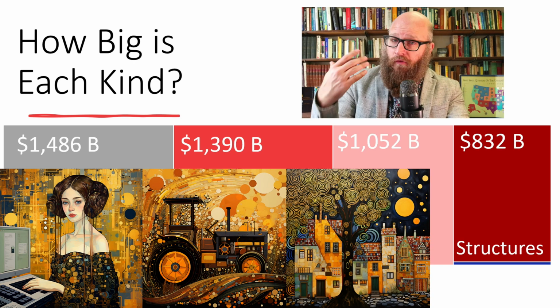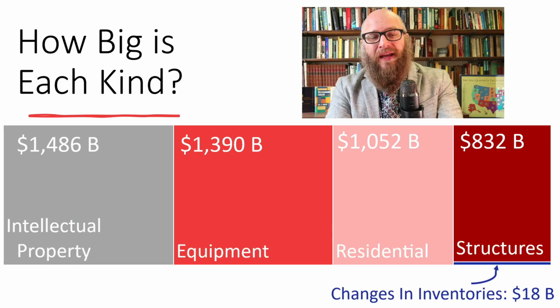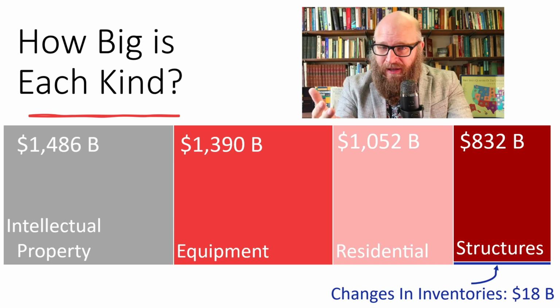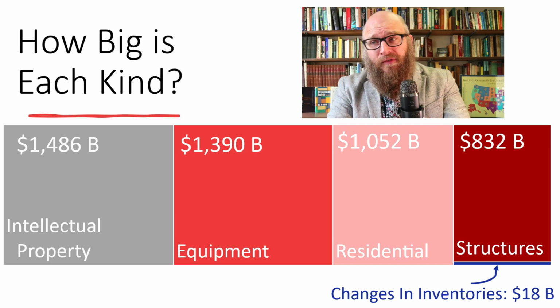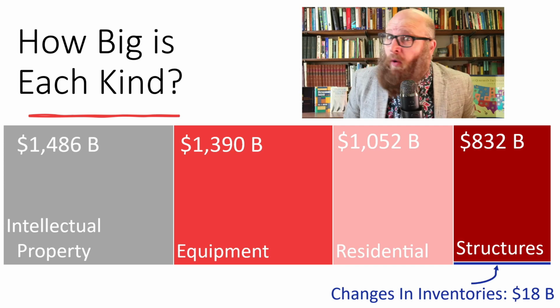Residential investment is a little over $1 trillion a year, and business structures are $830 billion. That little tiny blue bit is the change in inventories, a positive $18 billion that year. Sometimes this number is negative, sometimes it's positive, but it is a very small component. But I want to talk a little bit more about that software. I think it's pretty interesting.